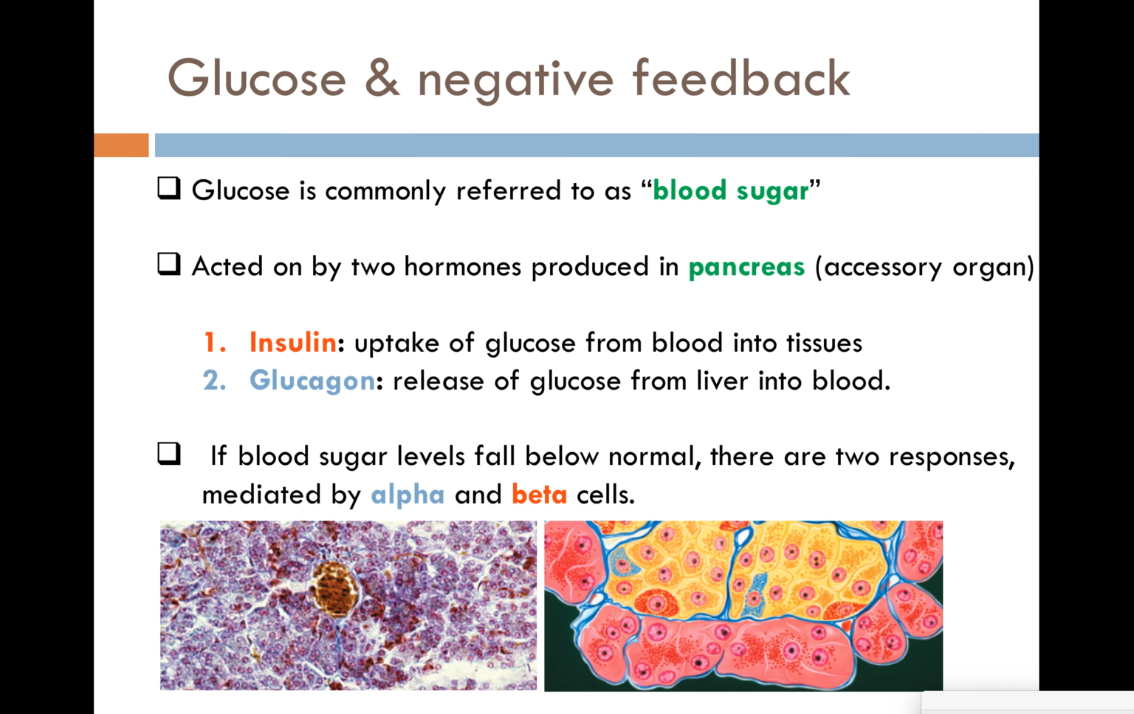and it stores that sugar, or the glucose, in tissues in the form of glycogen. And the other hormone is glucagon, and that does the opposite. It's released by the alpha cells in the pancreas, and it's going to cause glycogen in the liver to be broken down into glucose, and that glucose will then be released into the blood. So glucagon is going to raise blood sugar, and insulin is going to reduce blood sugar levels.